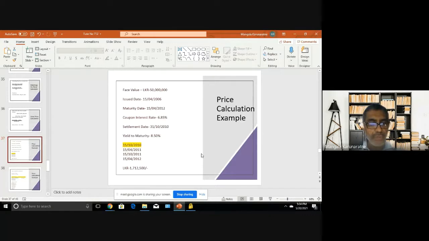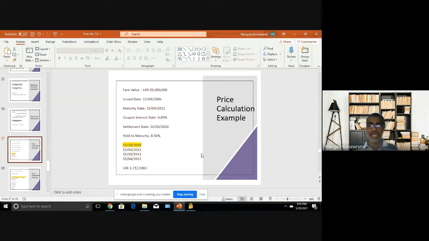So will you be buying this bond for 50 million in this scenario? Someone answer me. It will be at a discount, yes, because since yield to maturity is 8.5, if you pay 50 million to buy this bond, you will ultimately get only 6.85%, because the coupon interest is calculated on the face value.